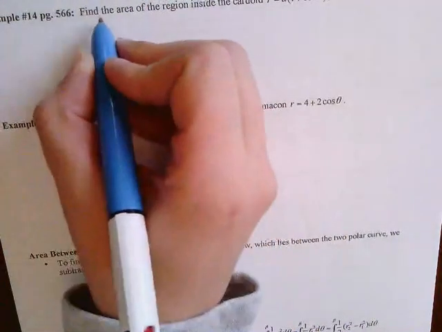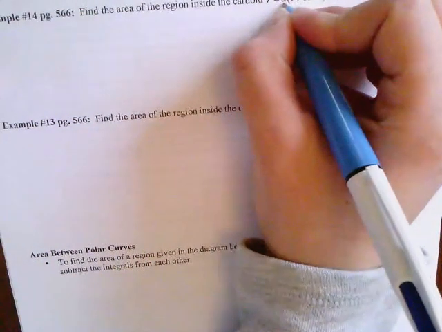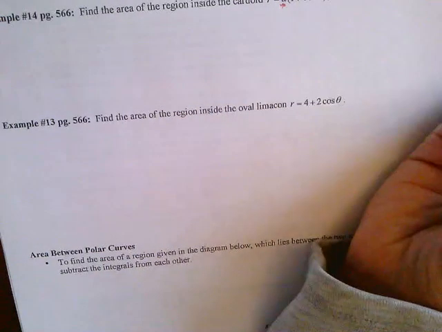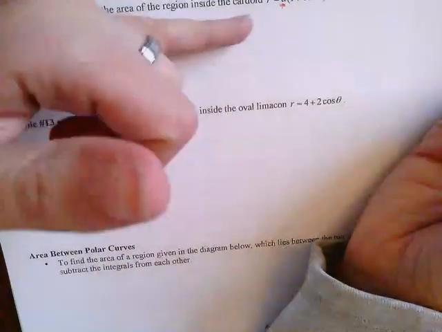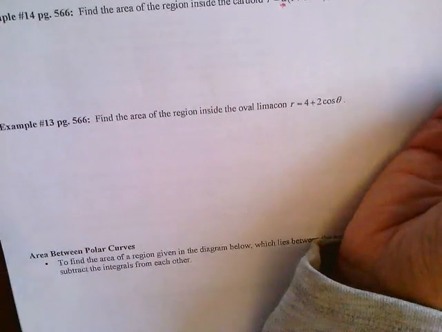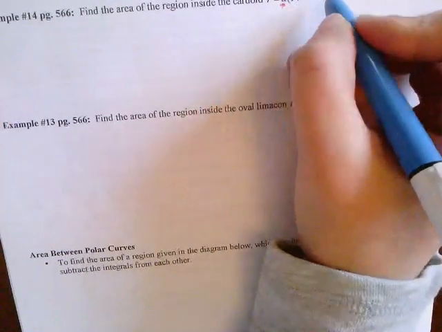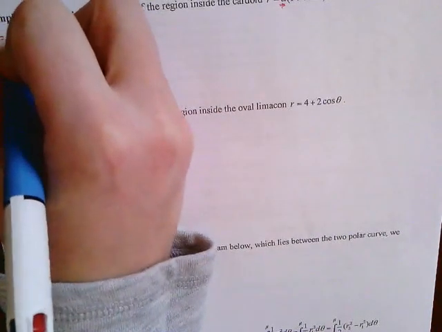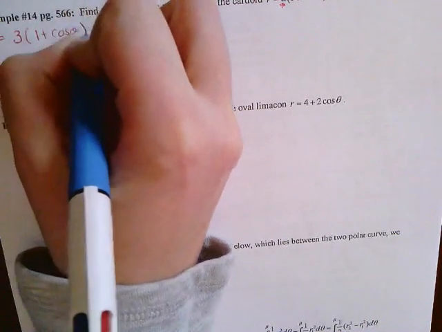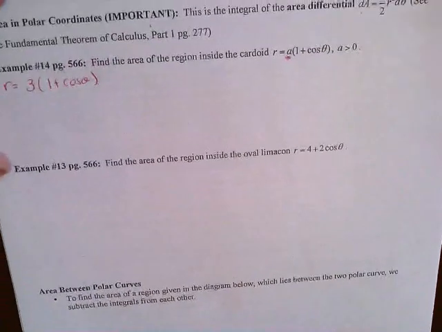All right, so here's our first example. We're going to find the area of a region inside a cardioid where r equals a times 1 plus cosine of theta, and a is any number greater than 0. For this specific problem, what a is doesn't really matter, as long as it's bigger than 0. So I'm just going to choose a number for a: 3, 1 plus cosine of theta. That's going to be my example.